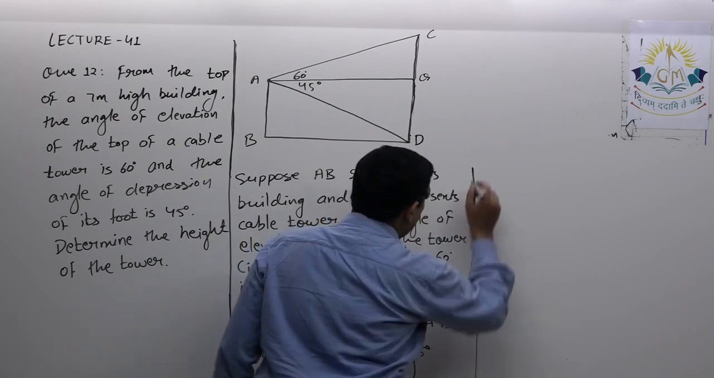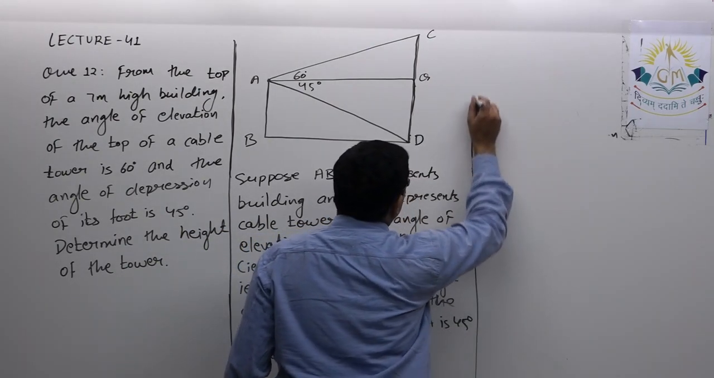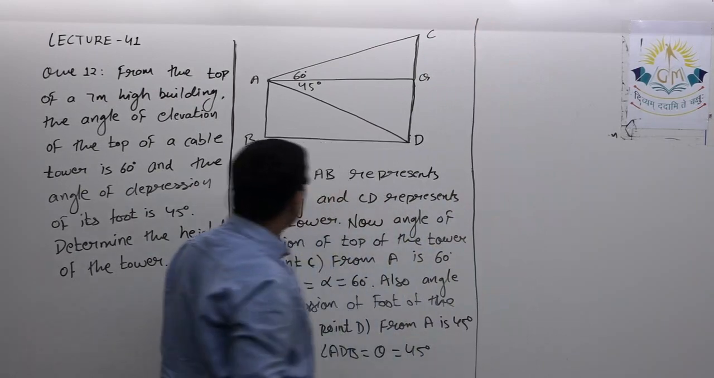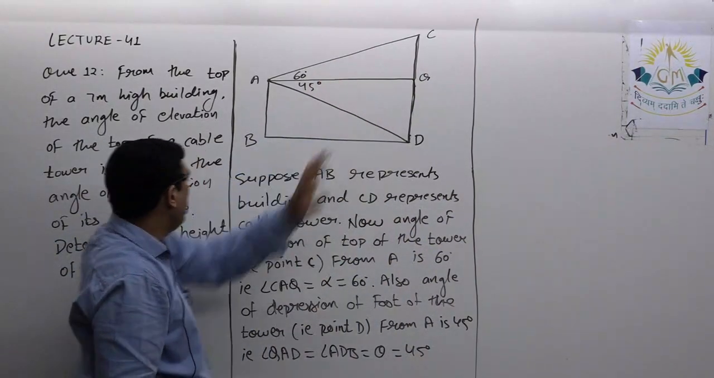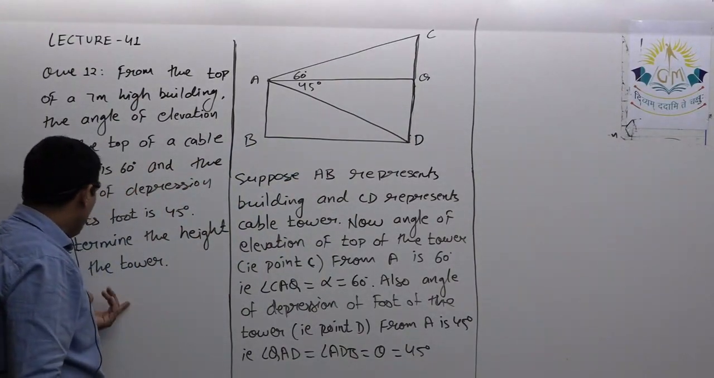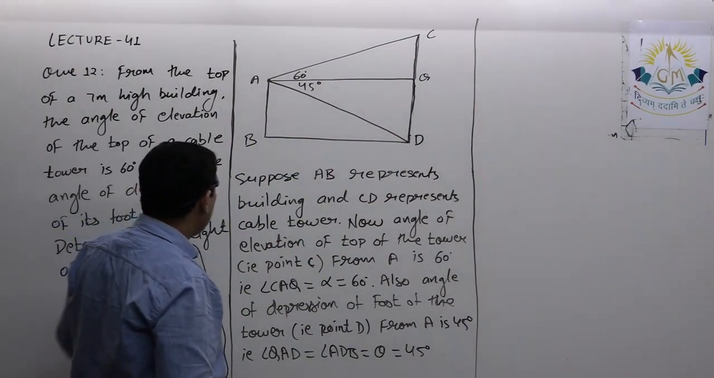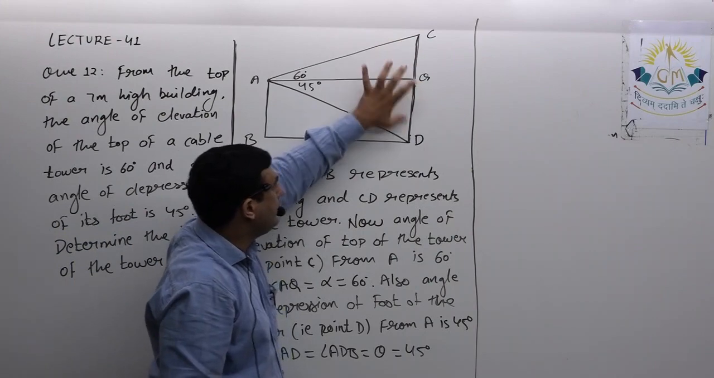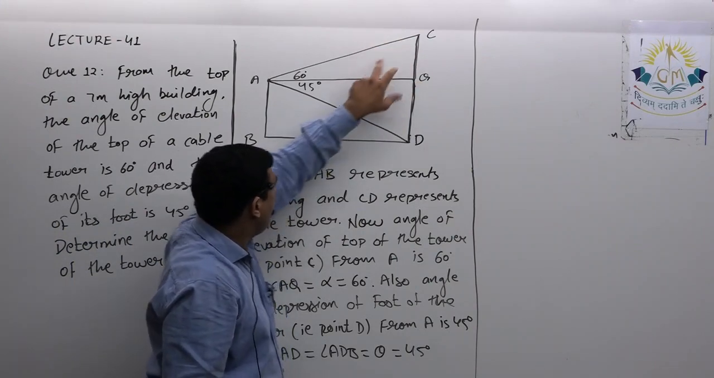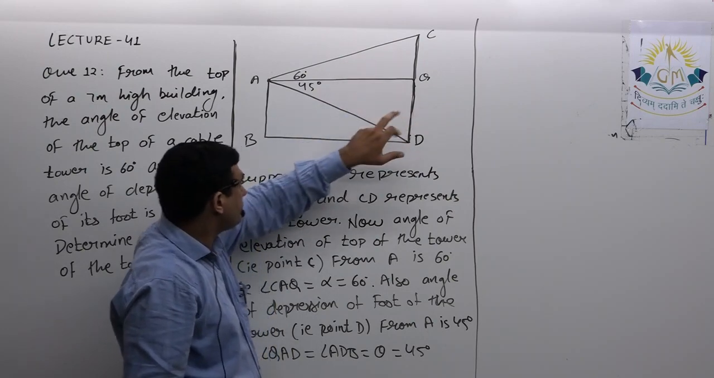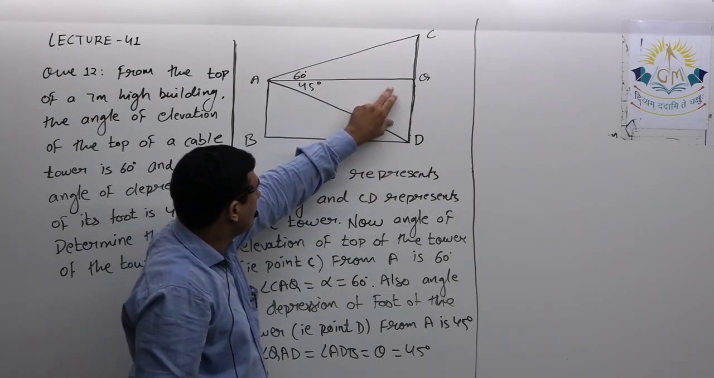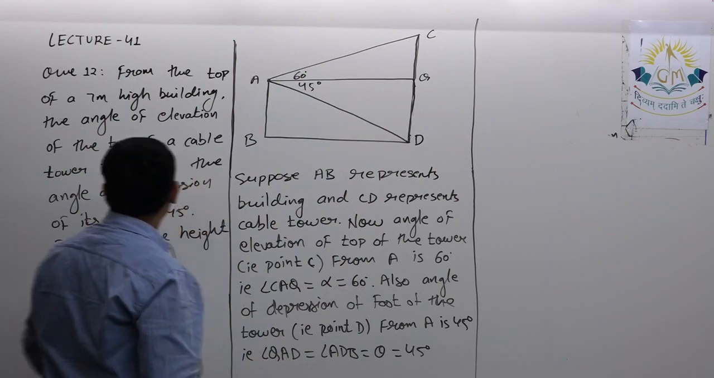Okay, so here we describe the diagram as per the question. Now next we have to apply the trigonometric ratios to get the value of CQ and QD, because we need to find length of tower. That means we have to find CD. So if I apply trigonometric ratio in this upper triangle, I will get length CQ. And if I apply the trigonometric ratio over here, I will get length QD.